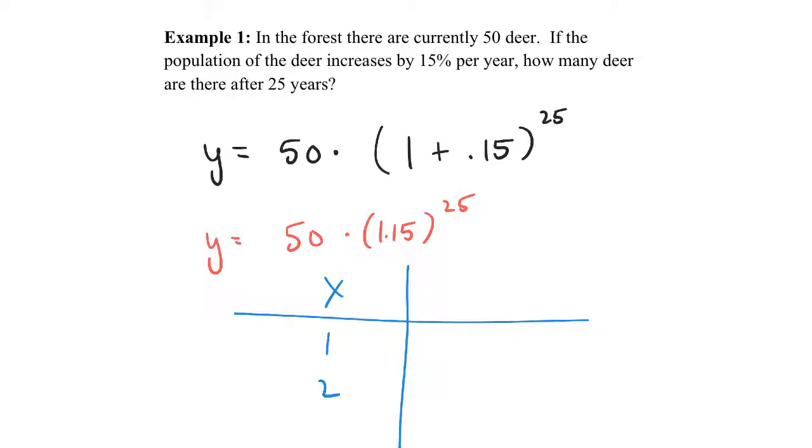66 was the first one or the second one? Second. First one was around what? 57. Thank you. 57.5. Okay. So obviously, what's happening to the population of the deer? It's growing because we have an increase, right? A positive growth rate.